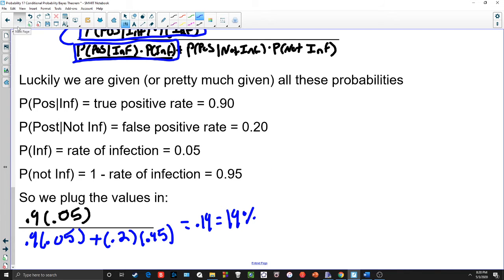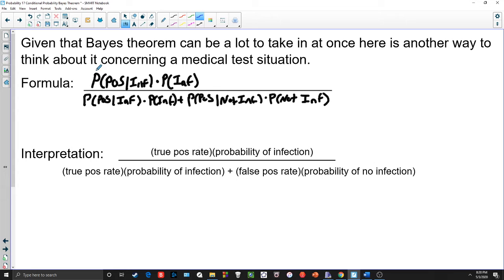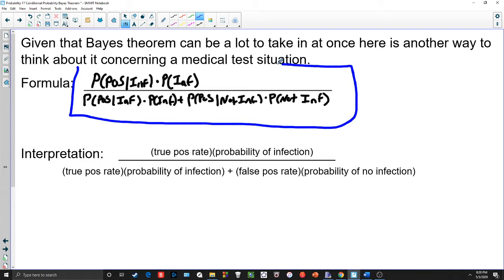Now, even though it's used a lot in the medical profession, that's not its only use for Bayes' theorem. But again, this is the general way Bayes' theorem has been written in literature. But there's an easier way to remember it than this mumbo jumbo here. So basically, the way I think about it when I'm trying to remember it is the way Bayes' theorem can be applied to medicine is true positive times the chance of infection over true positive times the chance of infection.